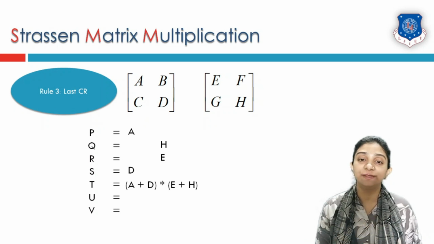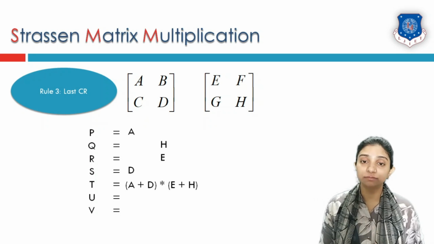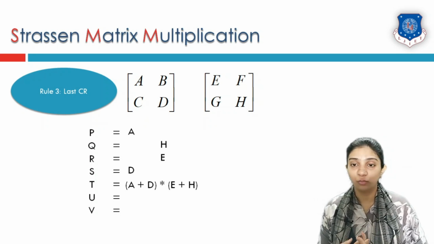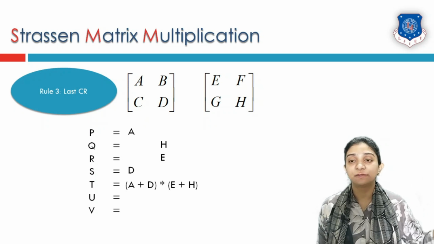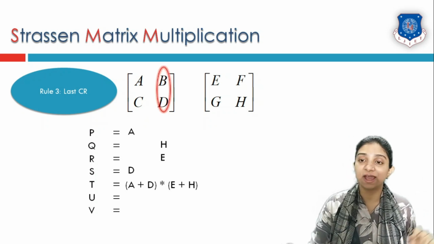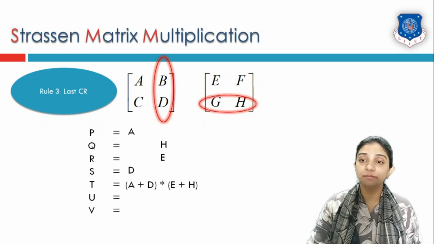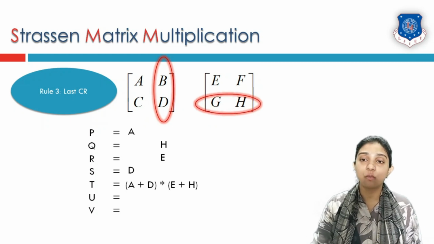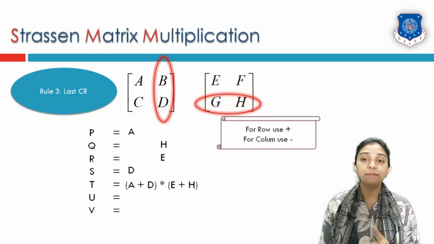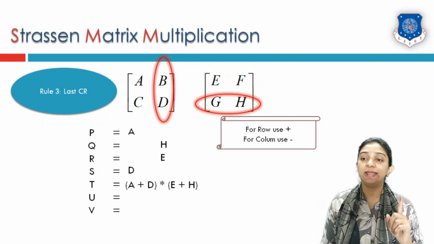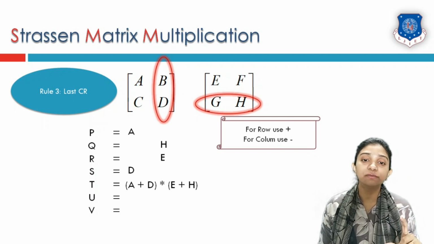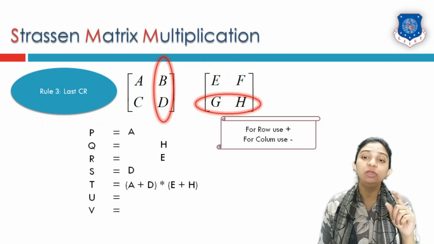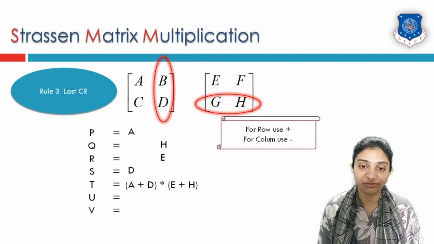Now third rule is last CR. Last column and last row. From first matrix, I am going to select last column and from second matrix, I am going to select last row. So last column and last row is this. Remember, whenever you are working with the elements of row, use plus sign between them, and if you are working with the column elements, use negative or minus sign between them.